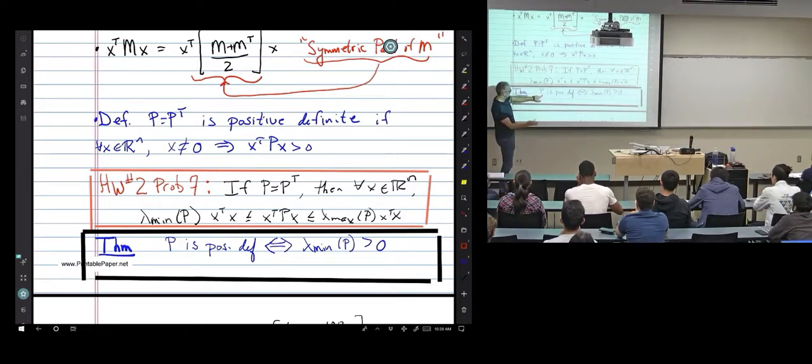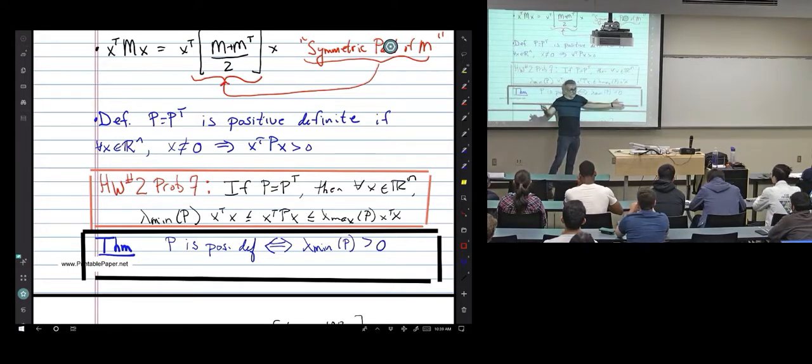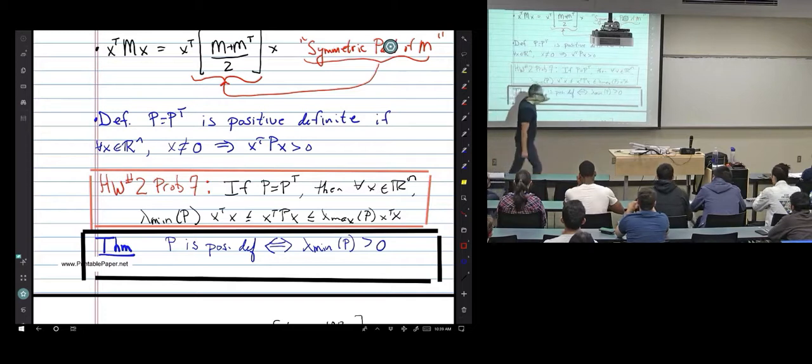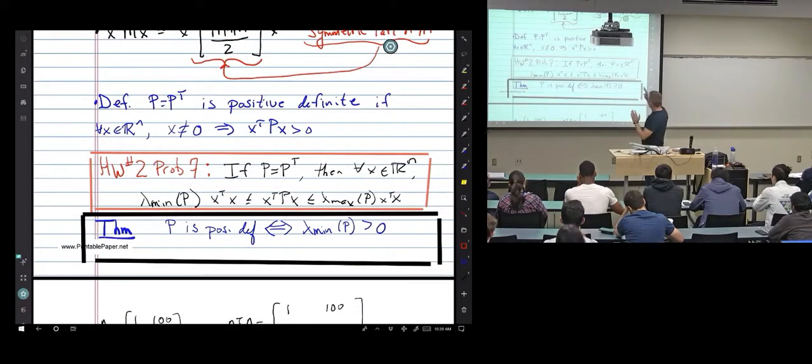Okay, so then P is positive definite if and only if the smallest eigenvalue is positive. One also says all of the eigenvalues are positive. That's the same thing because there's only a finite number of eigenvalues of an n by n matrix. Okay, so theorem: positive definite boils down to checking eigenvalues. That's an important result.